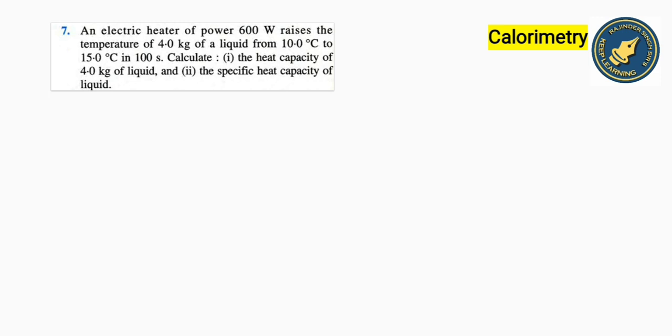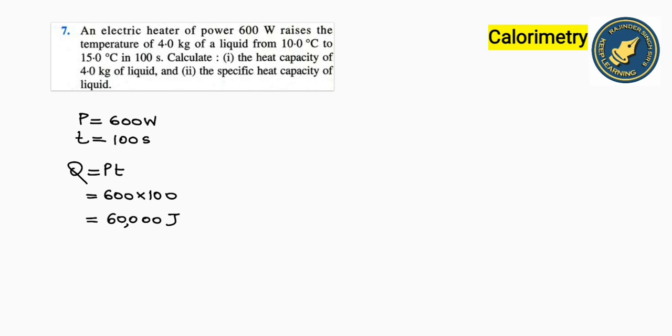Question number 7, exactly similar. The only difference is now time is given. They have asked you to find heat capacity and specific heat capacity. Let me write the data. So for this we can use Q is equal to PT. Substituting the values, 60,000 joules. The remaining data, 4 kg of liquid, delta T is given from 10 degrees to 15 degrees Celsius, that is 5 degrees Celsius. So writing that also.